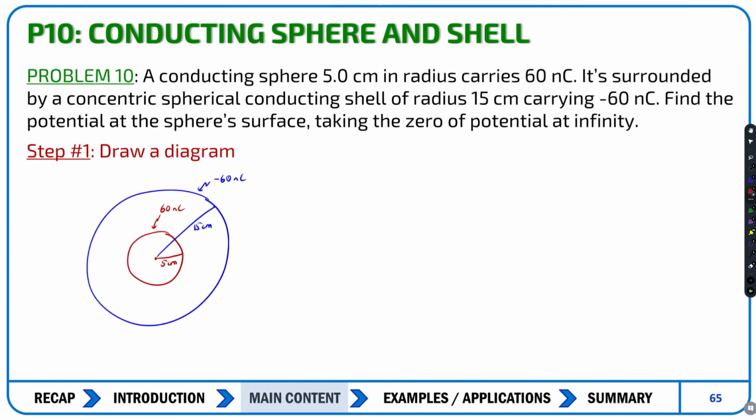We're going to call this surface A, and we're going to call this surface B. Now we want to find the potential at the sphere's surface. So we want point P over here.